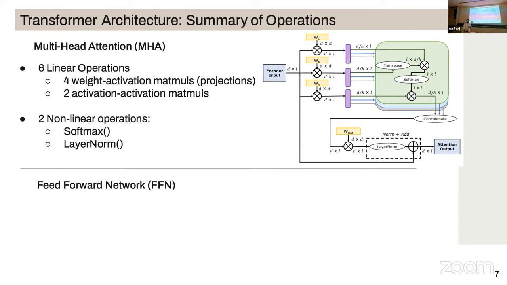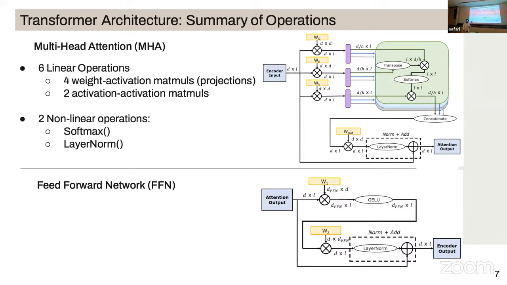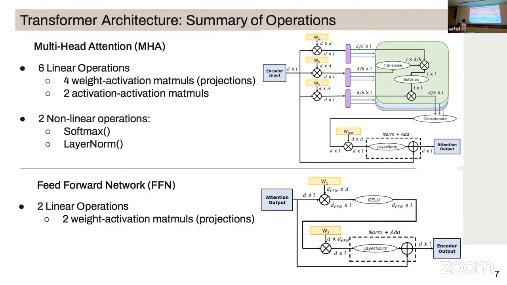Now, moving on to the feedforward network, we also have some operations. Again, look at the X's and the W's. Those are the weight matrix multiplications. There are two of those. And then finally, we also have some nonlinear operations, mainly a GELU and a layer norm. I don't know if you've heard of GELU before. It's kind of like a ReLU, but it's a Gaussian error linear unit. So it's actually kind of like a ReLU, but it's curved a little bit.